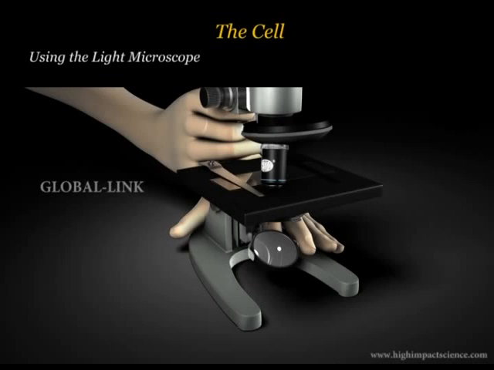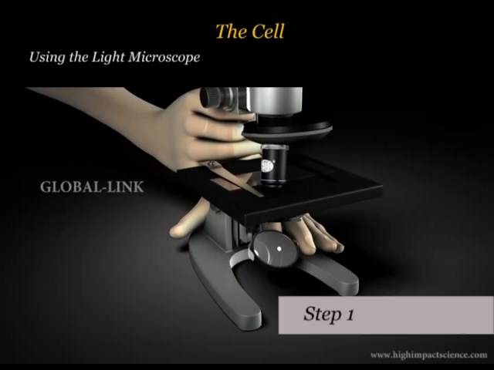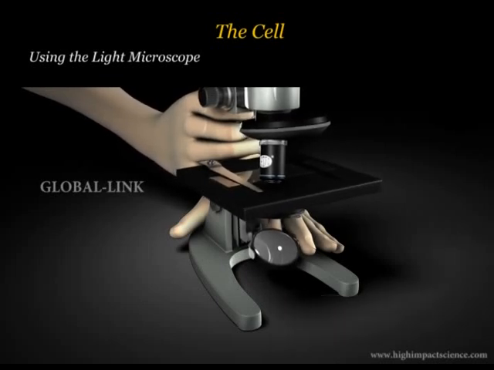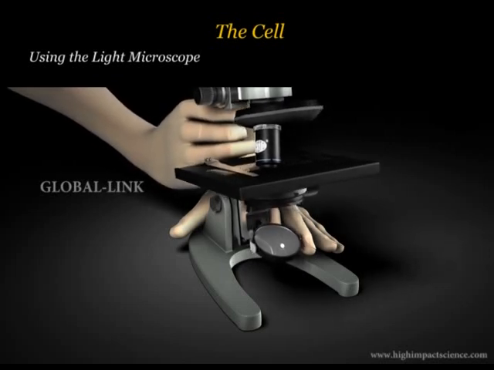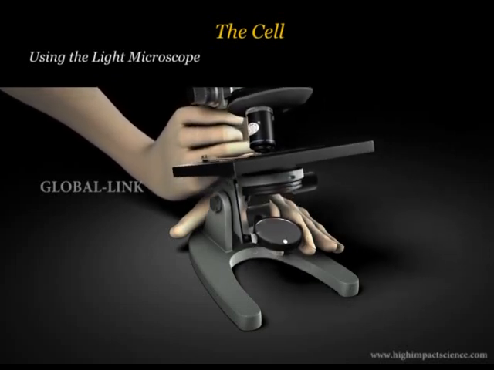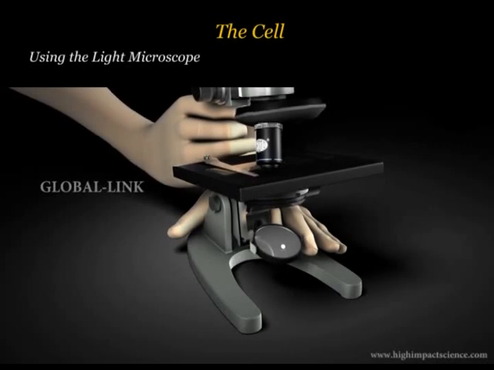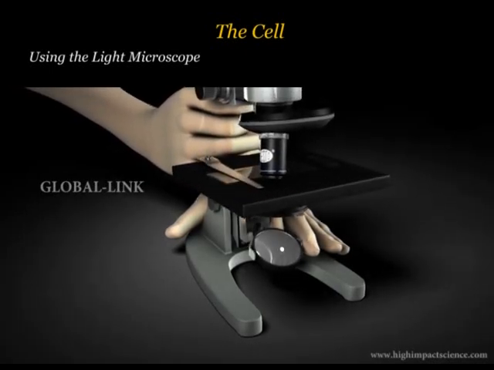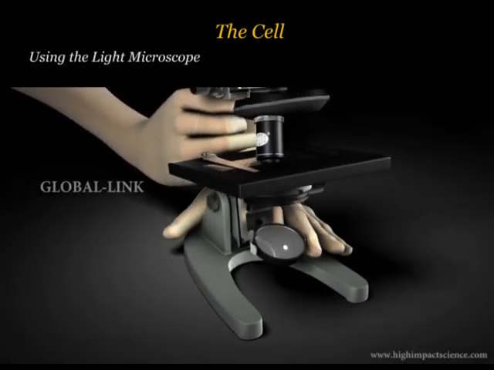When using the microscope, hold the microscope firmly with both hands, one hand under the base and the other on the arm. Place it on a table away from the edge. Move it to a position in which you can look comfortably through the eyepiece.